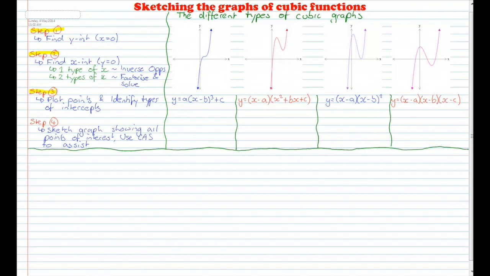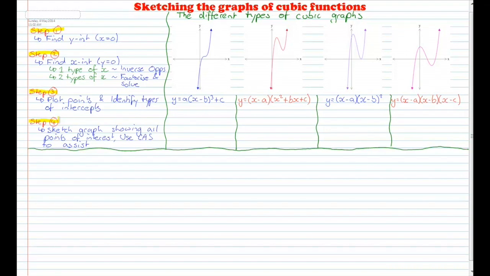Then for step 3, what we do is we plot the points and identify the different types of intercepts. So of course, like any time when we sketch a graph, go through, plot those points, and then we're going to come to the different types of intercepts that you can have in a second. And step 4 is to sketch the graph showing all points of interest. Now I recommend that you use the CAS calculator to assist you with this, because once you've sketched your graph, you can check it out on the CAS calculator, and if your graph doesn't look like what you've got on the CAS calculator, then you've probably gone wrong somewhere.